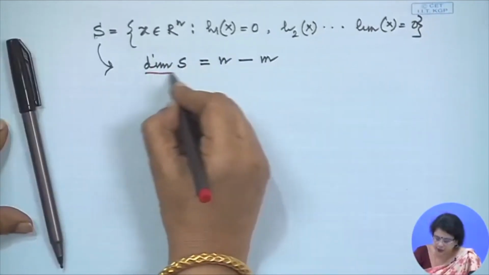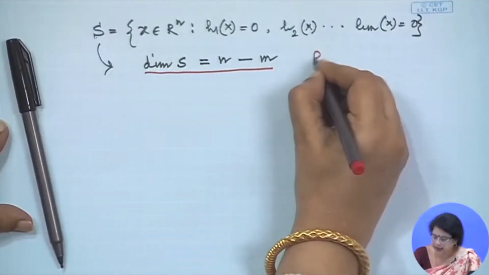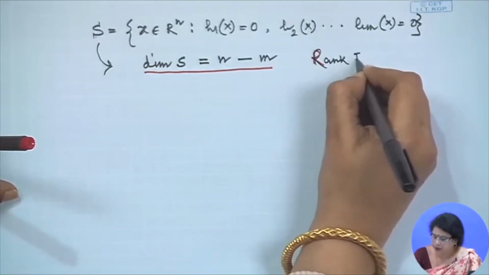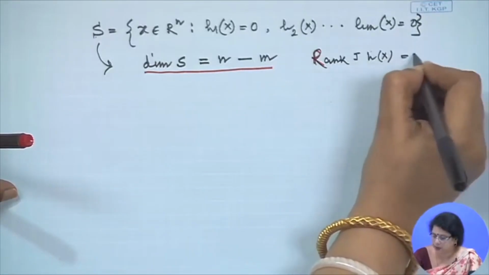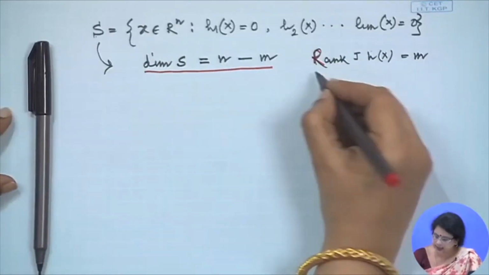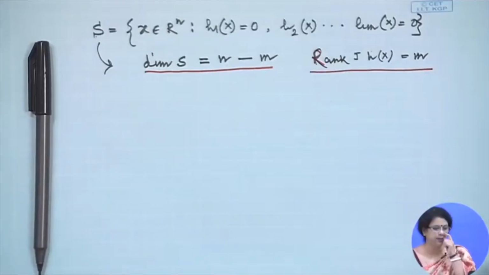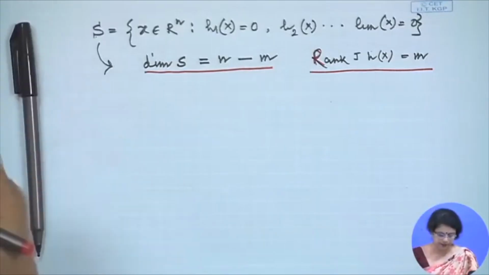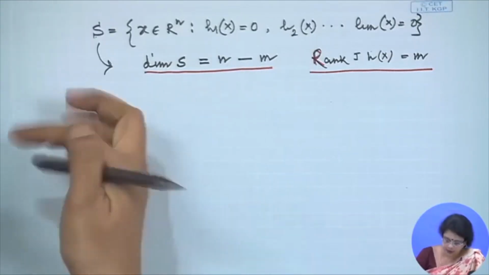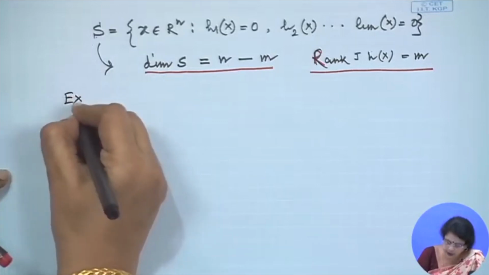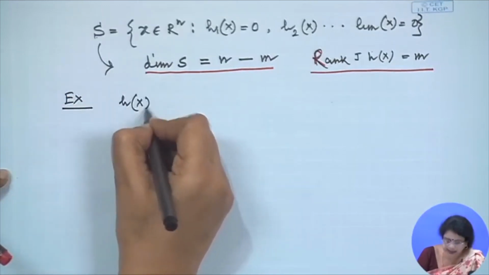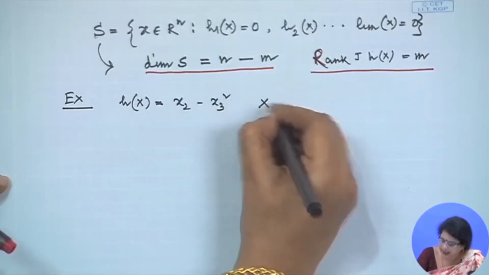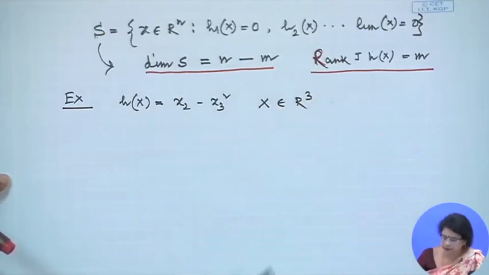One thing is that the dimension of S is equal to n minus m, and another thing is that the rank of the Jacobian of H(x) must be equal to m. Let us consider a few examples for it. Both the examples we will consider one by one. The first example is H(x) equal to x2 minus x3 squared. There is only one constraint. It has been said that x is in R3 only.